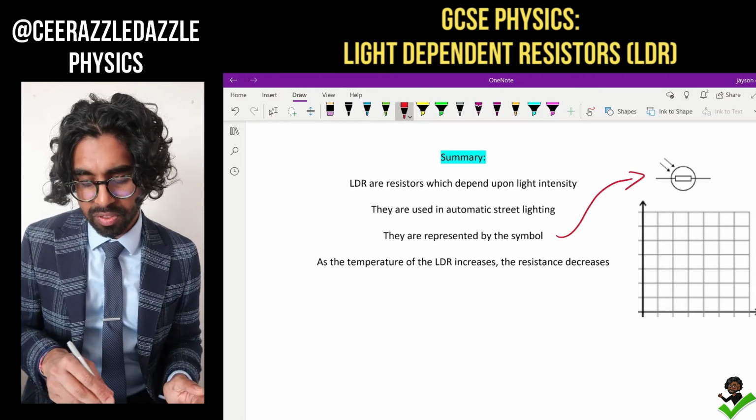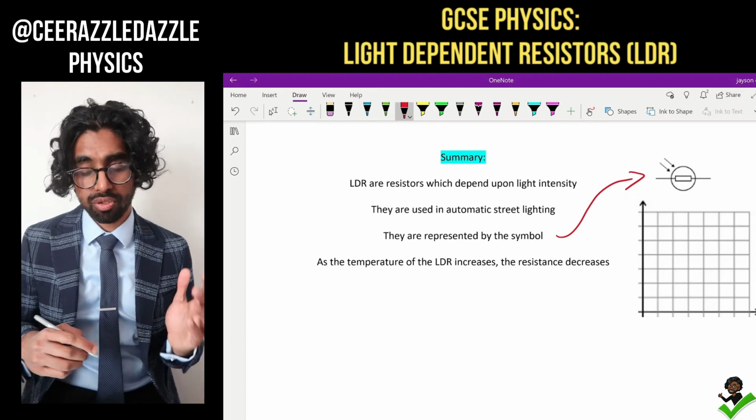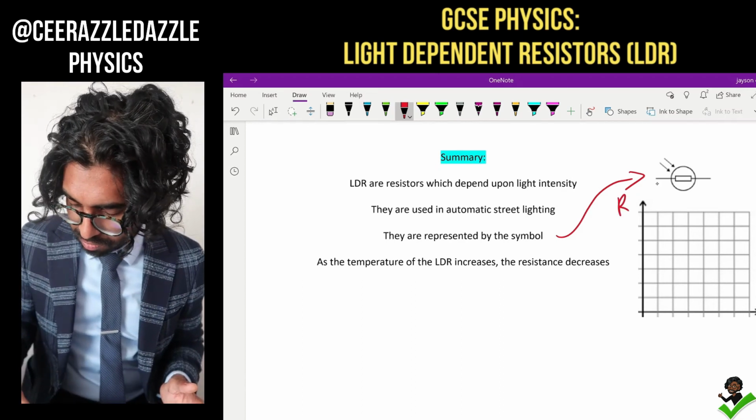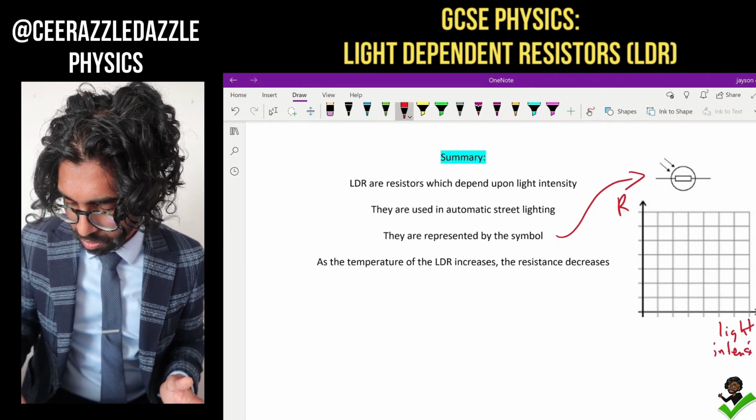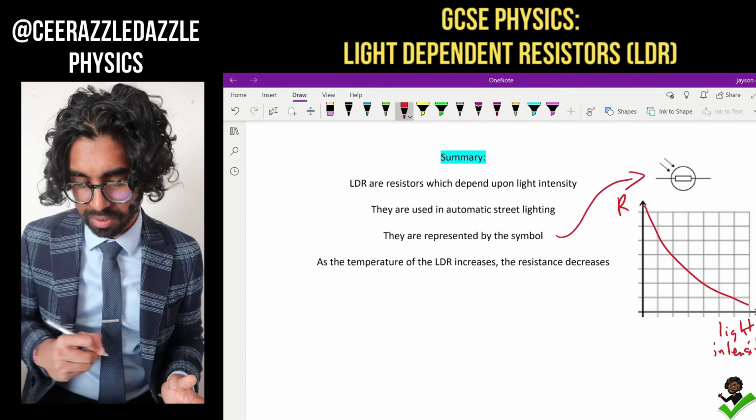As the light intensity on the LDR increases, the resistance drops down according to this graph. So this is light intensity, and it's dropping down here.